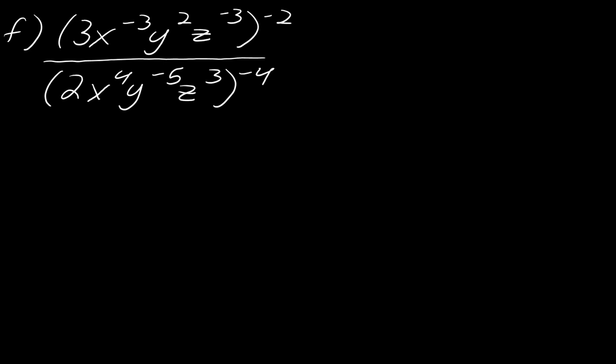Okay, so now for this last one. So this one's pretty crazy too. So we have 3x to the negative 3rd, y squared, z to the negative 3rd, all of that to the negative 2nd. And then 2x to the negative 4th, y to the negative 5th, z to the 3rd, and then all of that to the negative 4th.